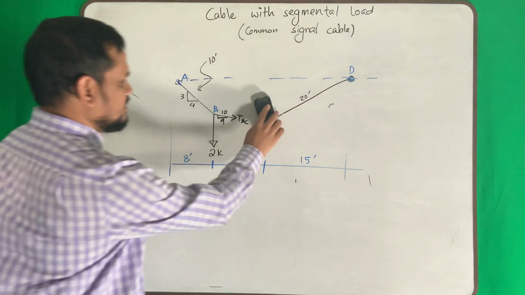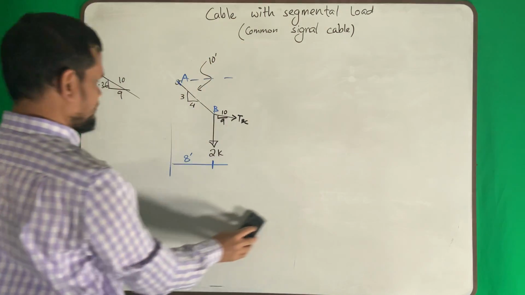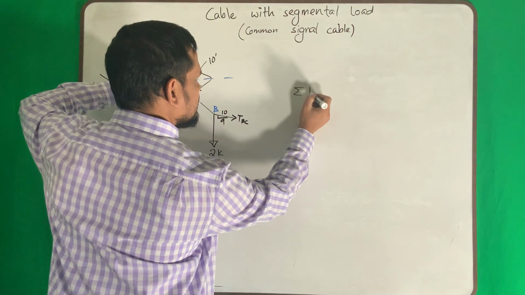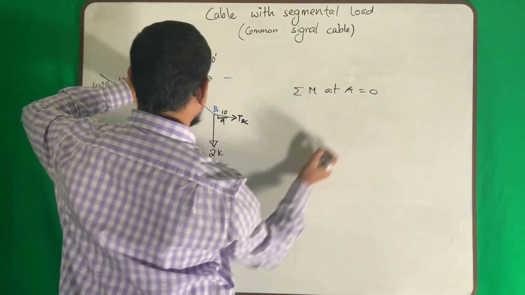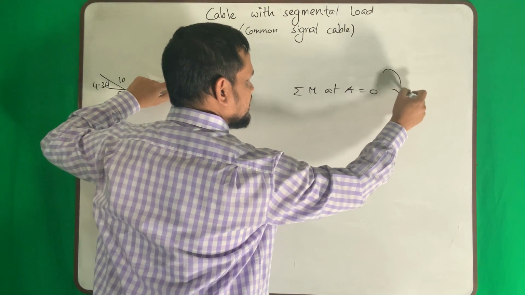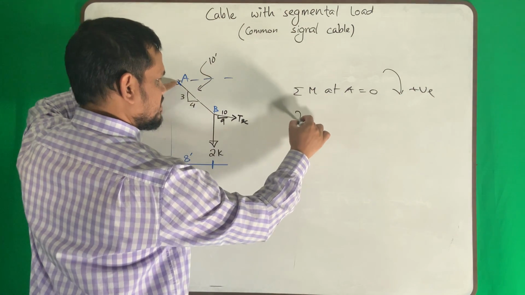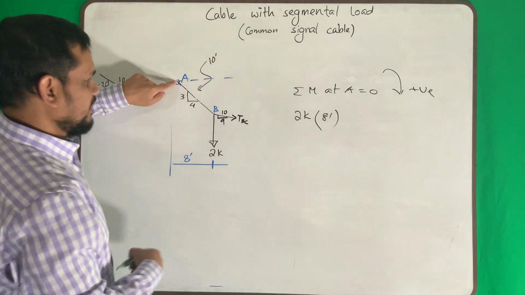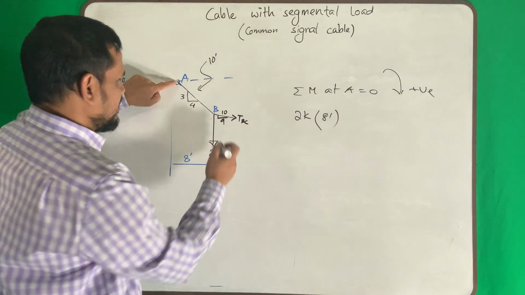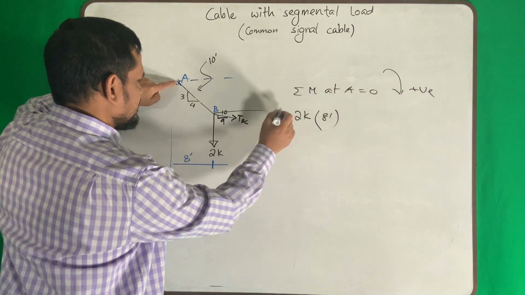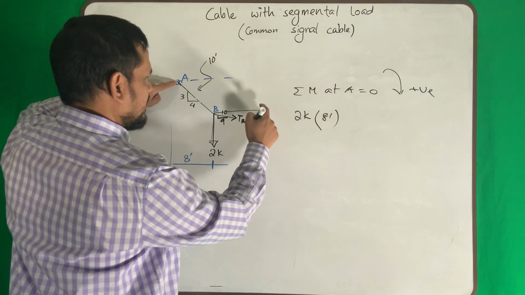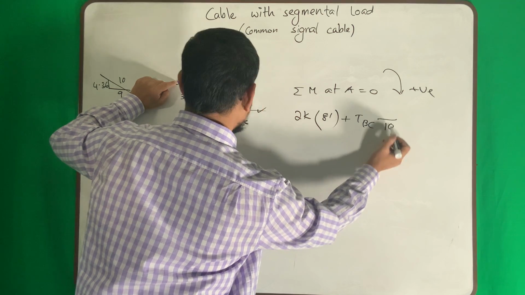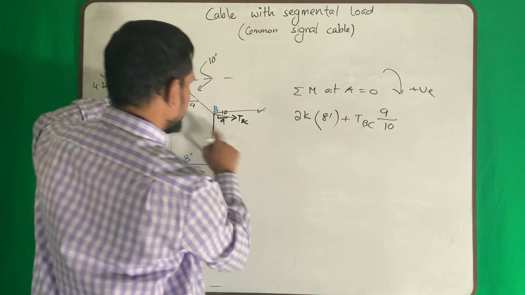If I take this section and take moment here, summation of moment at A is 0. Okay, say clockwise moment is positive. My first force is 2, at a distance of 8 feet. This TBC has two components, one horizontal, one vertical. Say this component and this component. First this one. So TBC divided by hypotenuse times my corresponding side, which is 9, horizontal.